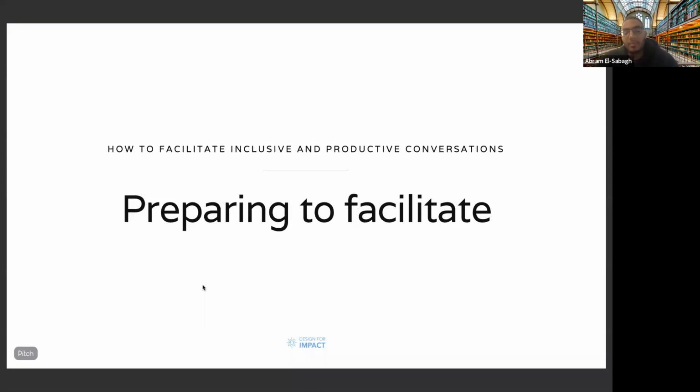Today we're going to be talking about preparing to facilitate, and we're going to look at a couple of things. I think the first thing is the logistics of it, and then the second thing is really how do you bring people and make sure that you've designed the space and the sessions in a way that's inclusive.